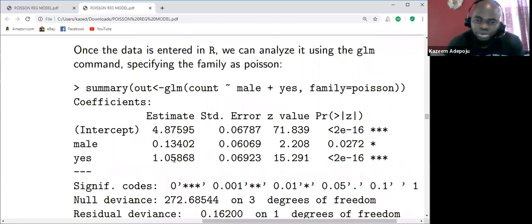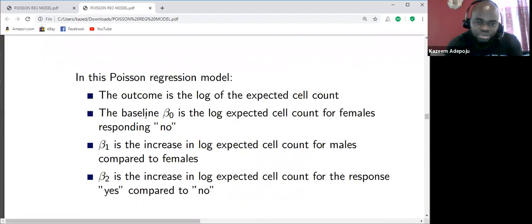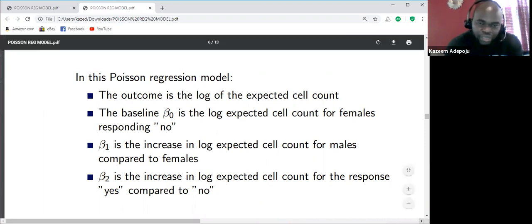Okay, so how do I interpret that? That is the reason why I said if you want to interpret that, this is what you're going to do. Okay, the baseline beta naught is the log expected cell count for female responding no. So that's how we can interpret the beta naught, the beta 1, and the beta 2.